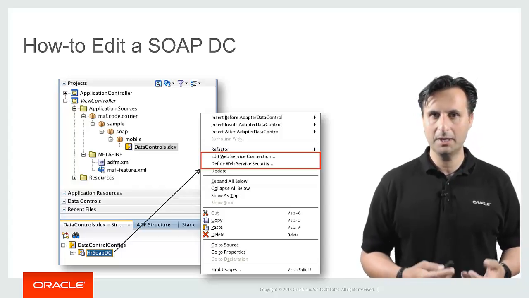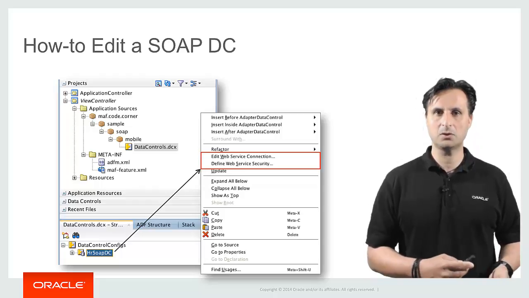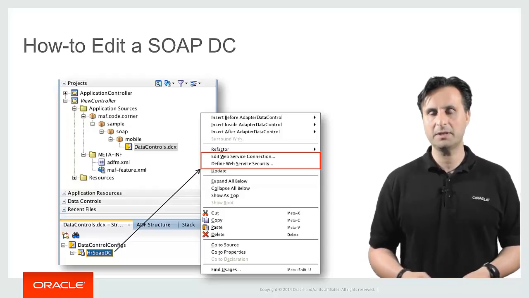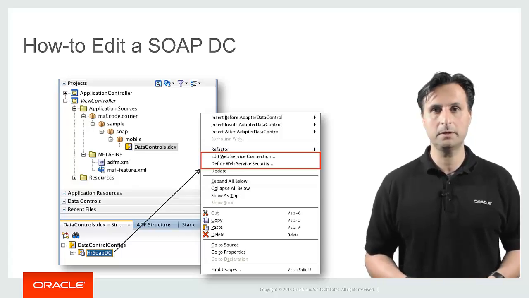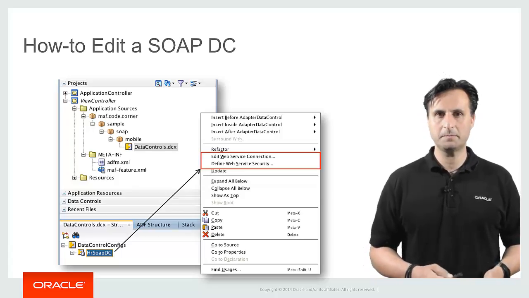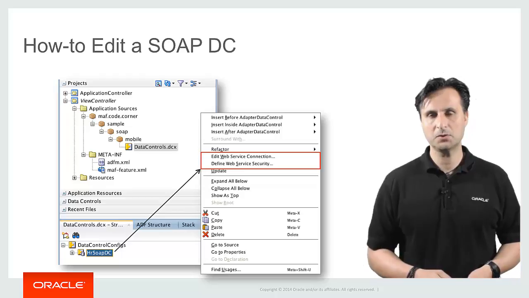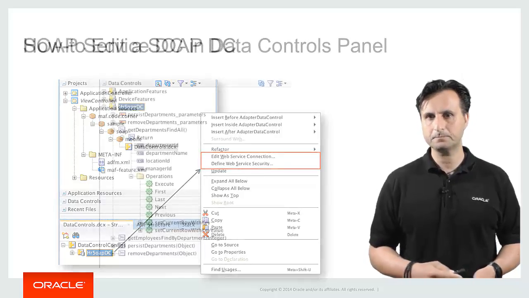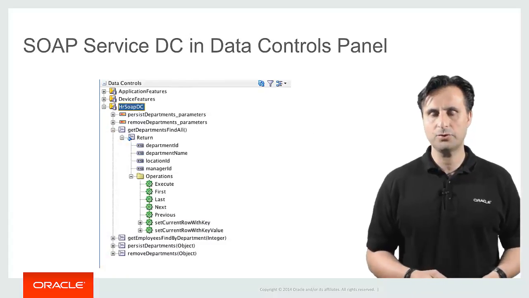Remember what I said about data protection in the first episode on remote data access. It's not covered in this episode, but there will be a later episode purely on security, where we also explain how you secure SOAP services within MAF. But that is the option that you would use for that. And then you have the data control structure.